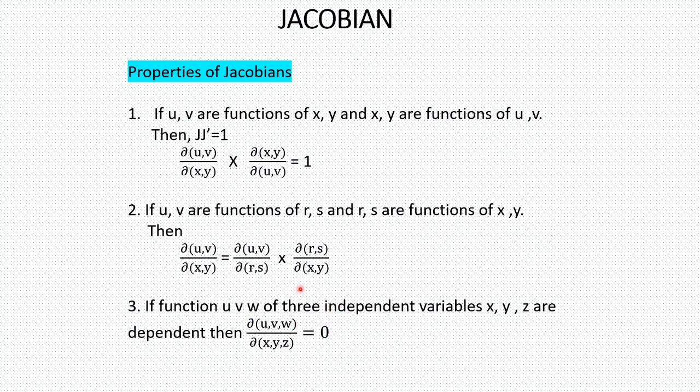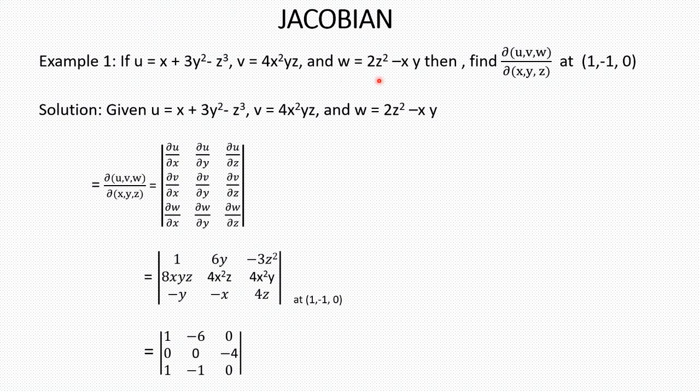Let's understand it clearly with an example. Example 1. If u is equal to x plus 3y square minus z cube, v is equal to 4x square yz, and w is equal to 2z square minus xy, then find ∂(u,v,w)/∂(x,y,z) at (1, -1, 0). Solution. Given this, ∂(u,v,w)/∂(x,y,z) is equal to this determinant.